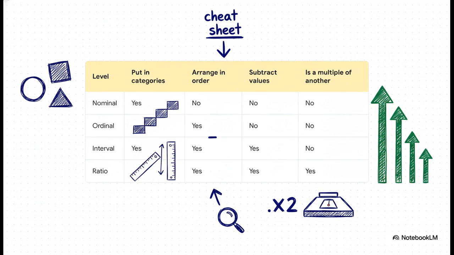So to figure out what kind of data you're looking at, just ask these simple questions. Can you put it in categories? Can you arrange it in a meaningful order? Can you subtract the values? And finally, can you make a meaningful ratio, like saying one is a multiple of another? Just walk right down that checklist.